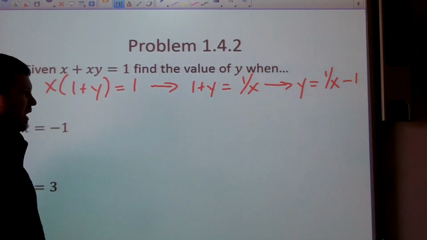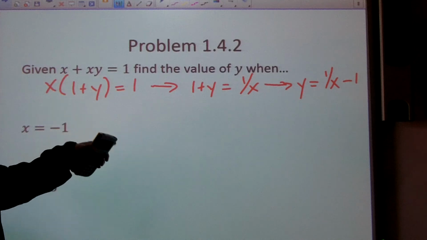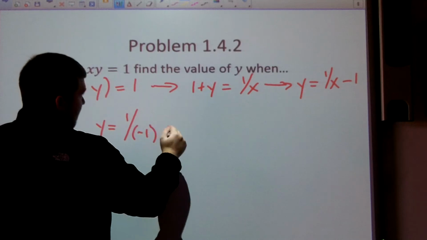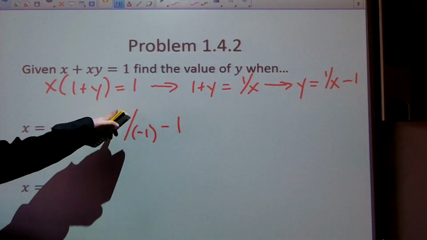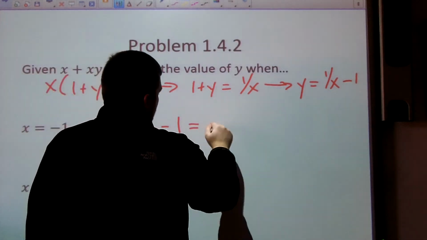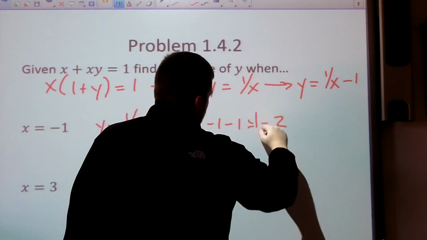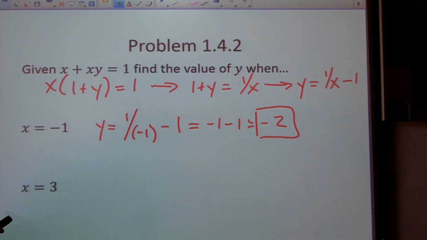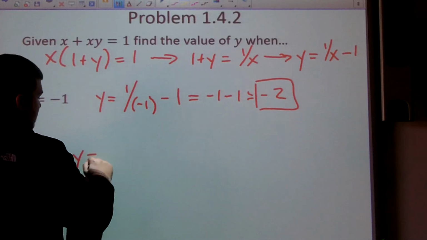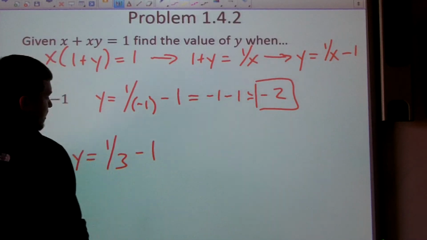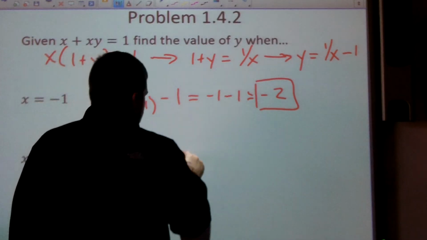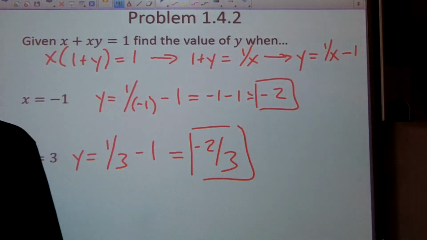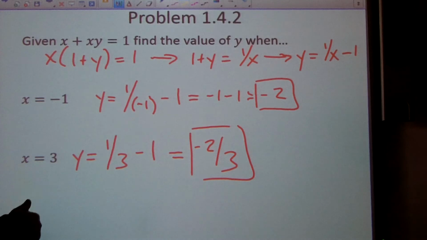1. Okay? Now I'm just going to plug in these values. So for the first one, everywhere I see an x, I'm going to put in -1. So y equals 1 divided by -1 minus 1. 1 divided by -1 is -1. So -1 minus 1, which is -2. For the second problem, everywhere I see an x, I'm going to put in a 3. So y equals 1 over 3 minus 1. So 1/3 minus 1, this is -2/3. And that's it. Okay? You get the variable that you want by itself and then plug in what you know.